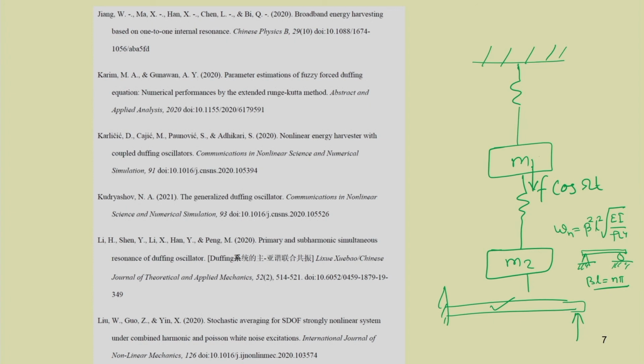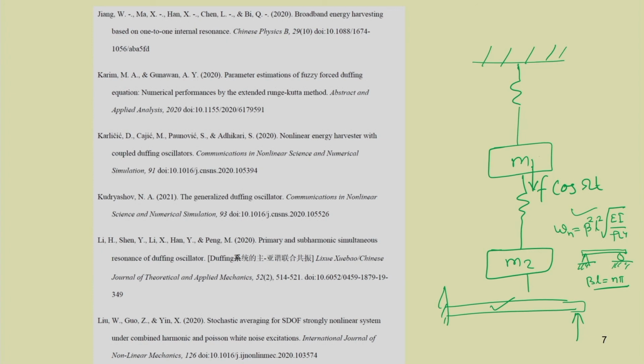Similarly, for omega 2, this is 4 pi square into root over EI by rho L fourth. So, that way we can get different natural frequencies. The system has an infinite number of natural frequencies if it is a continuous system, but for this 2 degrees of freedom system, it has two natural frequencies.